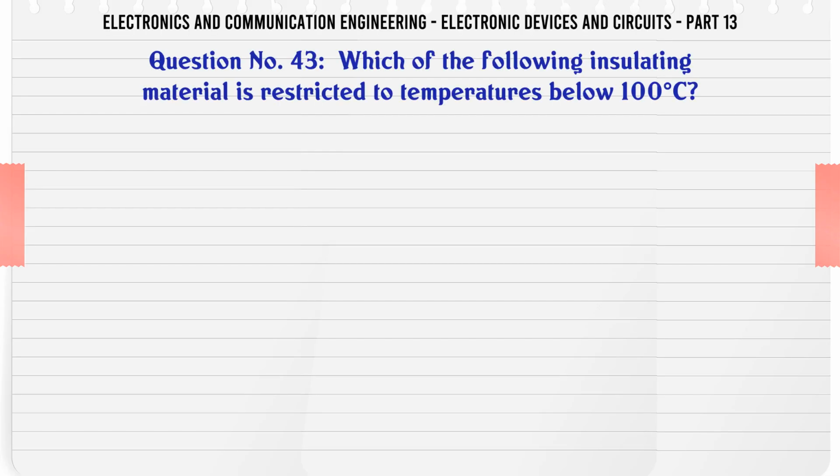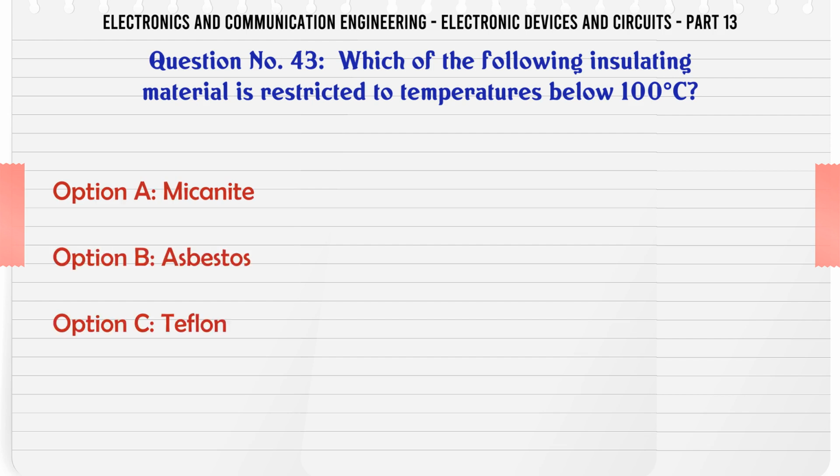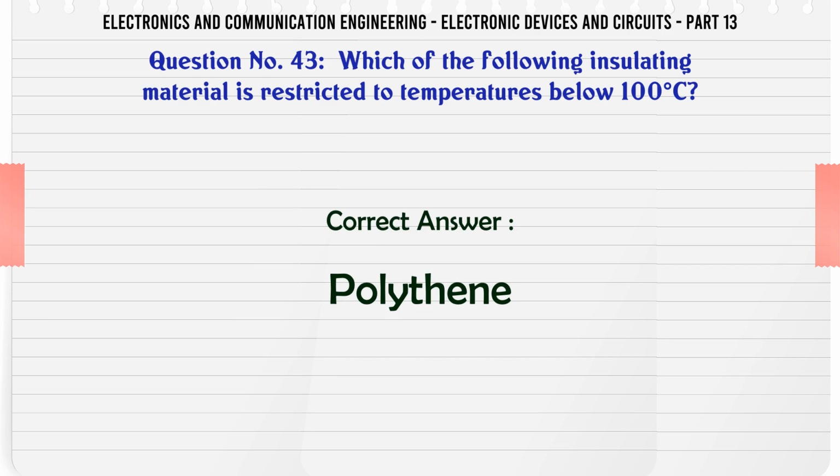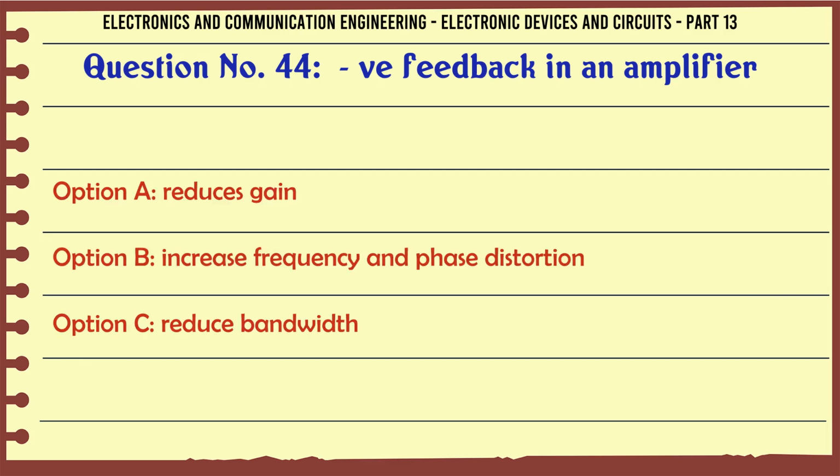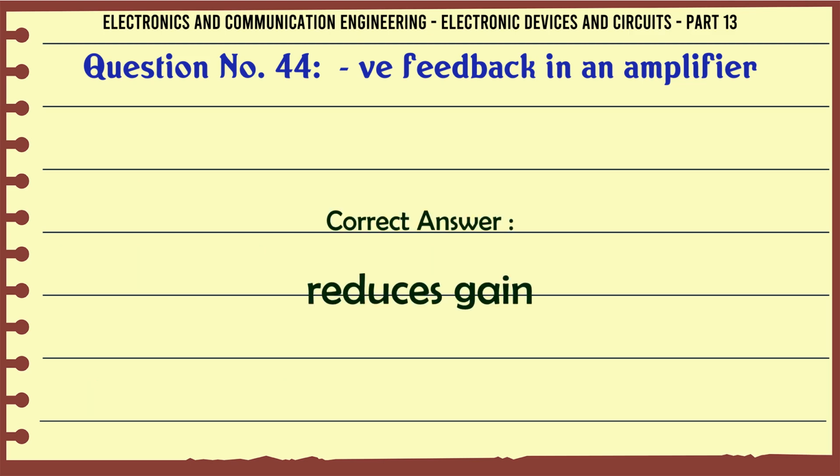Which of the following insulating materials is restricted to temperatures below 100 C? A. Micanite, B. Asbestos, C. Teflon, D. Polythene. The correct answer is polythene. Negative feedback in an amplifier A. Reduces gain, B. Increases frequency and phase distortion, C. Reduces bandwidth, D. Increases noise. The correct answer is reduces gain.